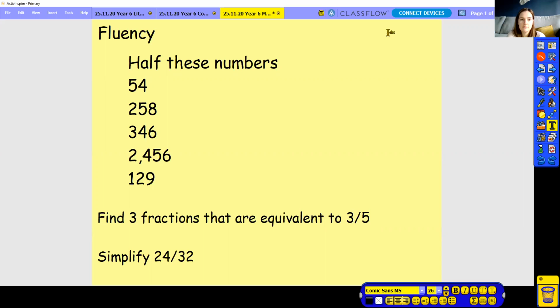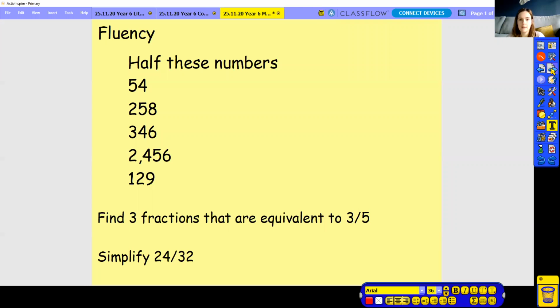So first of all, you've got some fluency questions on the board. You've got some halving of numbers, and then you've got find three fractions that are equivalent to this, and then simplifying. If you can have a go at that now, pause the video when you're ready and have a go at your fluency. Okay, when you're ready for the answers, we will move on.